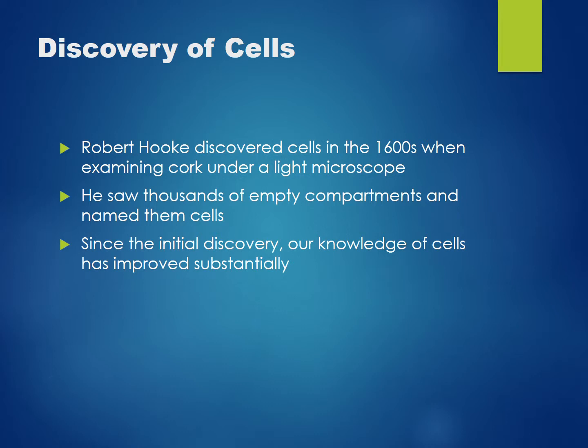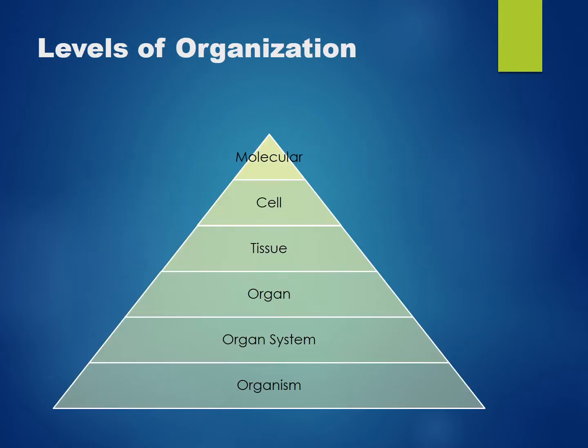Before discussing cellular structure and components, it is important to get a brief history on the discovery of cells. Robert Hooke discovered cells in the 1600s when examining cork under a light microscope. He saw thousands of empty compartments and named them cells. Now our knowledge of cells has improved substantially.